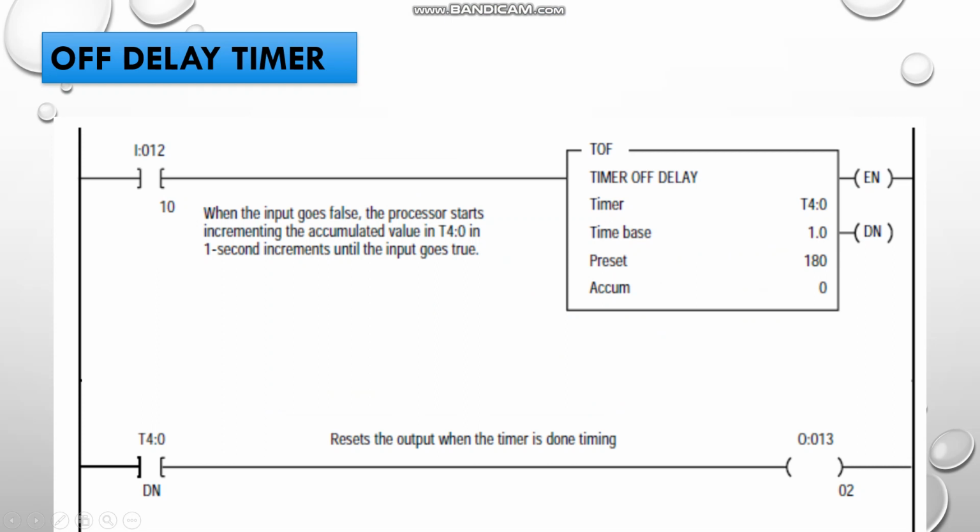Once you turn off the switch, the enable bit will go off and the accumulator value starts counting from 0 to 180. Once this task is completed, after that particular period of time, the output device goes to the off state. So we'll directly go to the programming part.